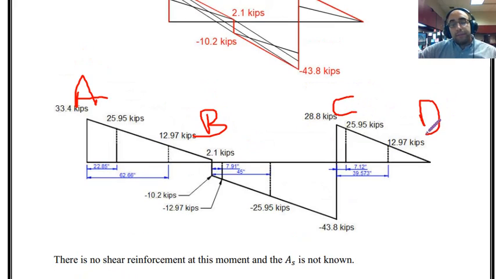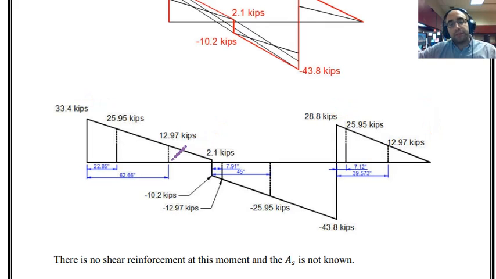I have to find the regions where the amount of shear is equal to 5Vc over 2 and 5Vc, to see in which regions I don't need any stirrups, in which regions I need to provide minimum stirrups, and in which regions I have to design the shear reinforcement. So this is point A.